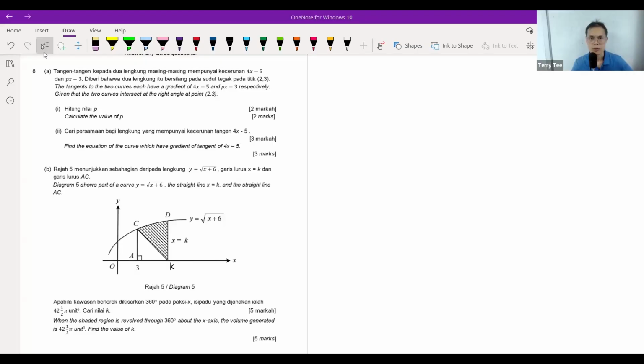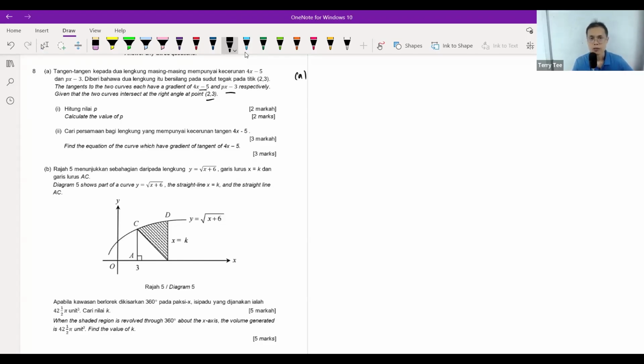Okay, this is question number 8. The first part is from Form 5, Chapter 2, Differentiation. Second part is a combination of differentiation and integration, Form 5, Chapter 2 and Chapter 3. The second part, Part B, is from Form 5, Chapter 3, Integration. Okay, so let's begin. For Part A, the tangent to the two curves has gradient of this and this. And the two curves intersect at the right angle at 2, 3.